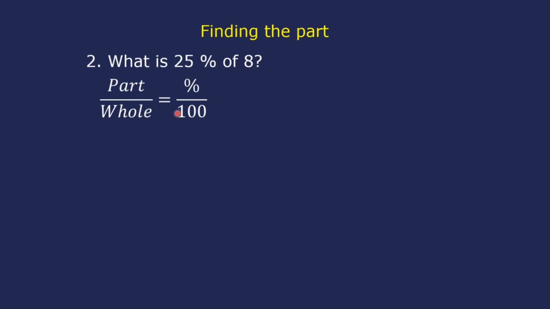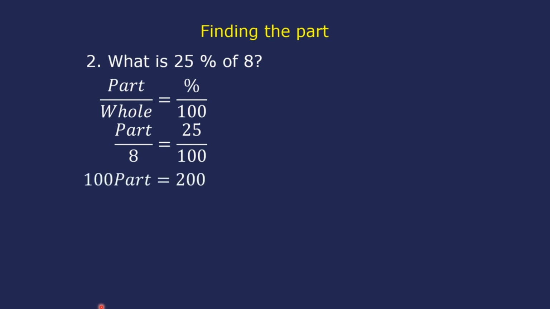So we just substitute 25 for percent and 8 for whole. So we have now part over 8 is equal to 25 over 100. Cross multiply. 100 times part is equal to 8 times 25, which is 200. Divide both sides of the equation by 100.